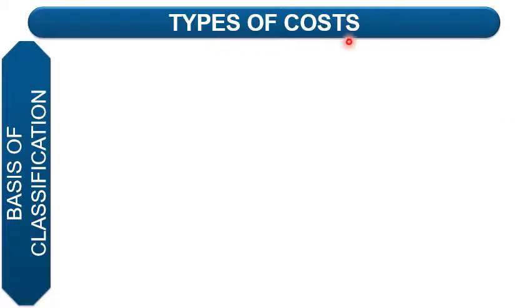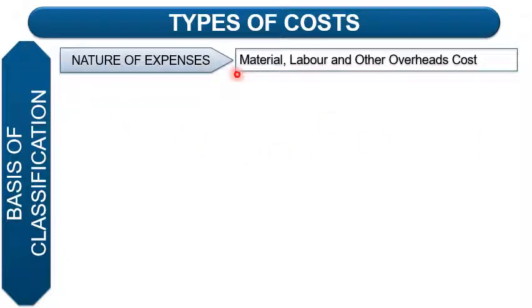So let us discuss the different types of costs and the basis of classification of costs. First, the nature of expenses, which includes material, labor, and other overhead costs. Now the material is the cost of raw material and its related costs such as procurement cost, taxes, insurance, freight inward, whatever we are paying for acquiring the material is called the material cost.